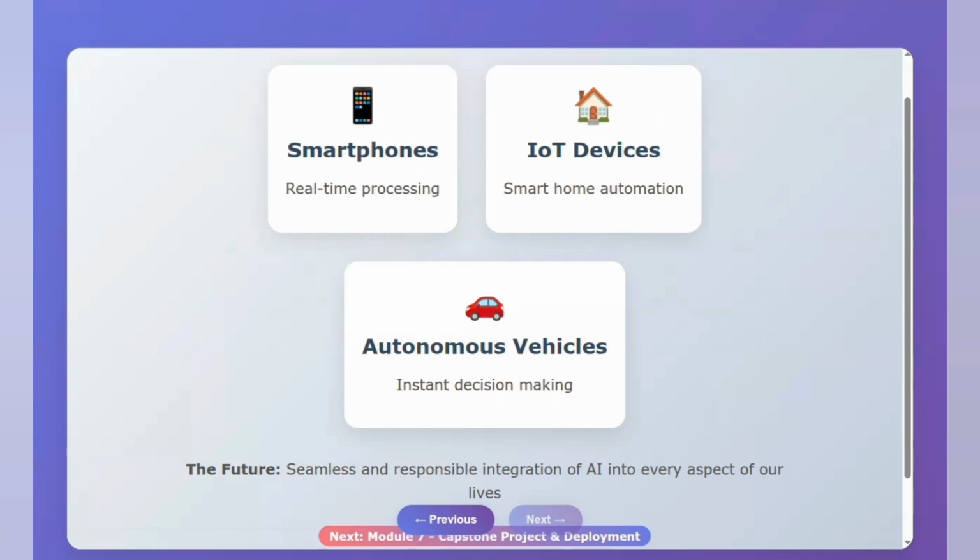The future of AI is not just about creating powerful models, but integrating them seamlessly and responsibly into every aspect of our lives. This brings us to the final module.